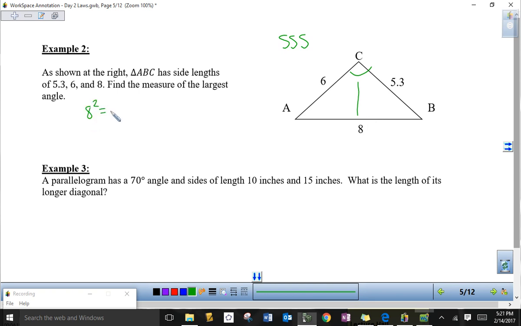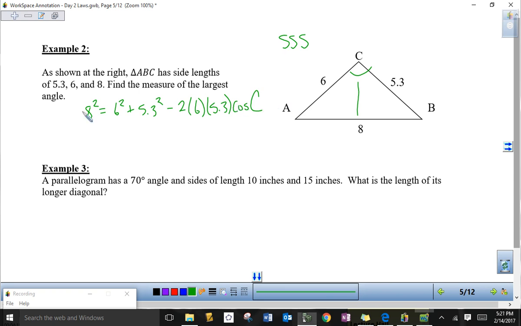Then we'll have our other 2 sides, 6 squared plus 5.3 squared, minus 2 times our other sides, so 6 and 5.3 again. Then cosine of our angle, which in this case is C. This time we're solving for an angle.